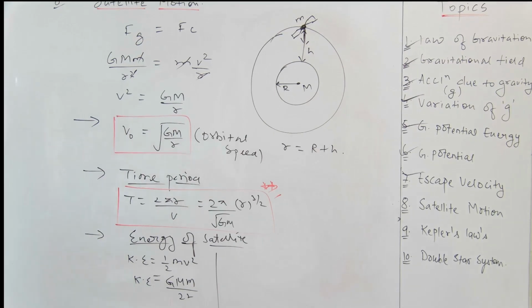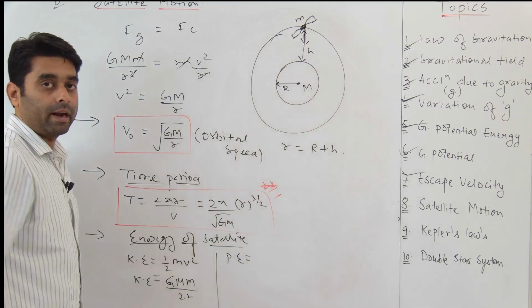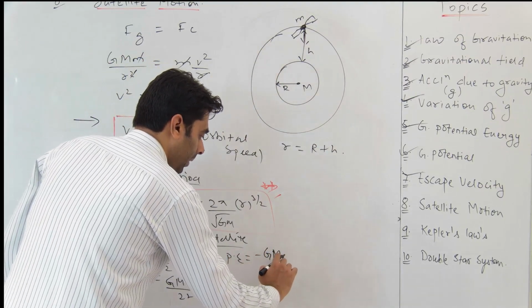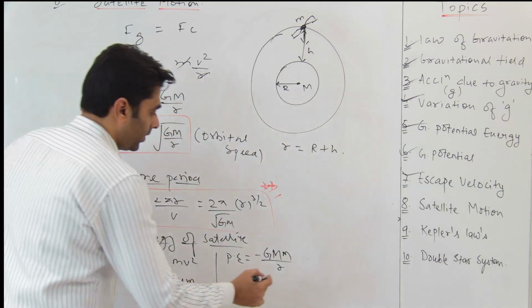Okay, next, if we see the gravitational potential energy, we know it is written as minus G capital M small m by r. r is the orbital radius. This is our potential energy.